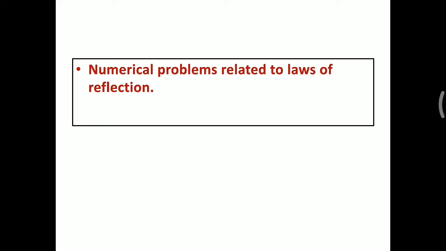You know that there are two laws of reflection. The first one is the angle of incidence is equal to the angle of reflection. That means angle I equals angle R. The second one, the incident ray, the normal to the mirror at the point of incidence and the reflected ray all lie in the same plane. So these are the two laws of reflection.